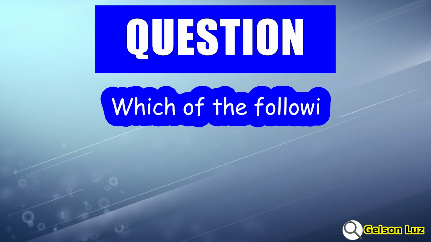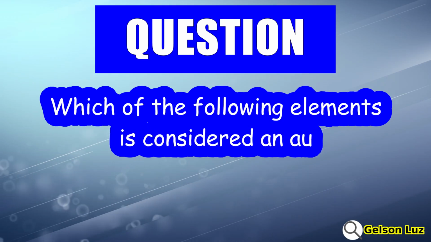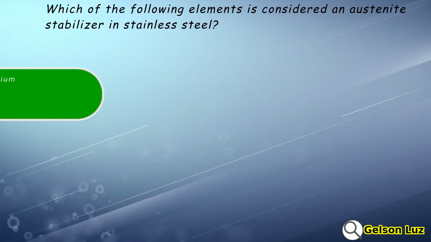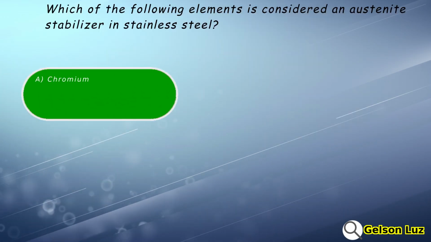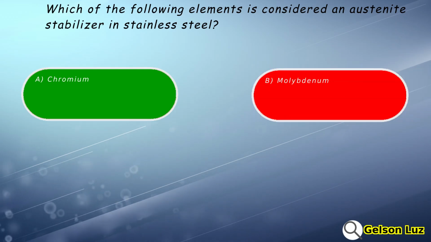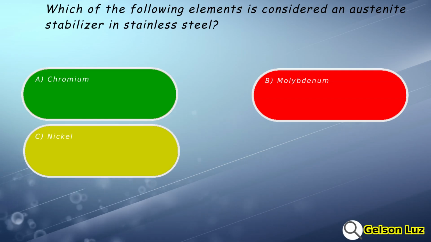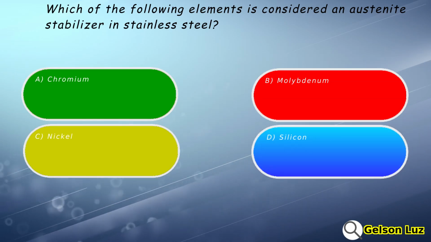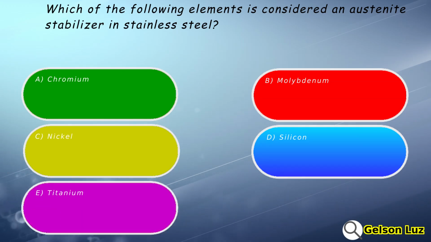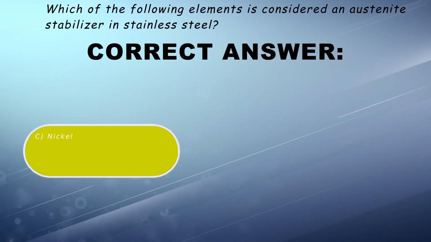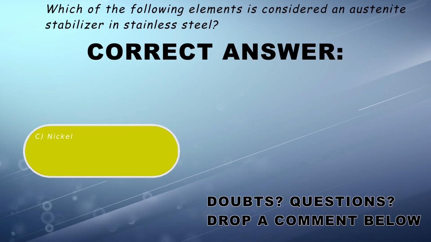Which of the following elements is considered an austenite stabilizer in stainless steel? A. Chromium. B. Molybdenum. C. Nickel. D. Silicon. E. Titanium. The correct answer is C. Nickel.